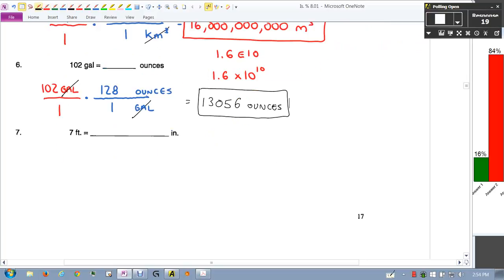This one should have been the first one, right? They should have made this the first one: 7 feet is how many inches? But I want to get used to the idea of setting it up. 7 feet over 1. Then I come in with this thing that we're calling the conversion factor. I need to get my feet units to go away. I need to get inches to come back, right? Do you know the relationship between feet and inches? You get 12 inches in 1 foot, right?